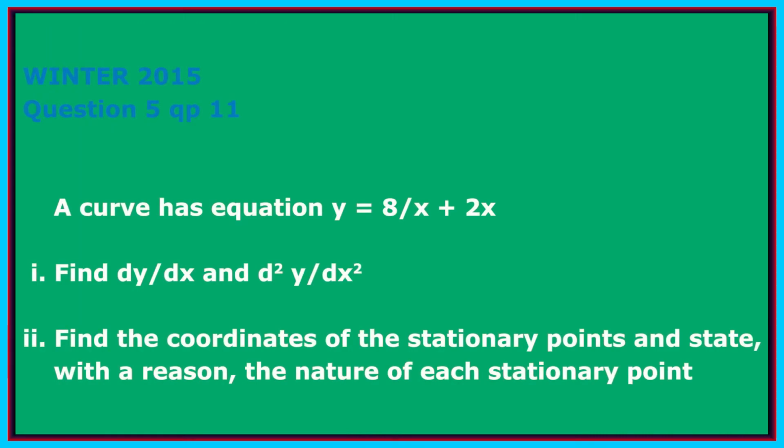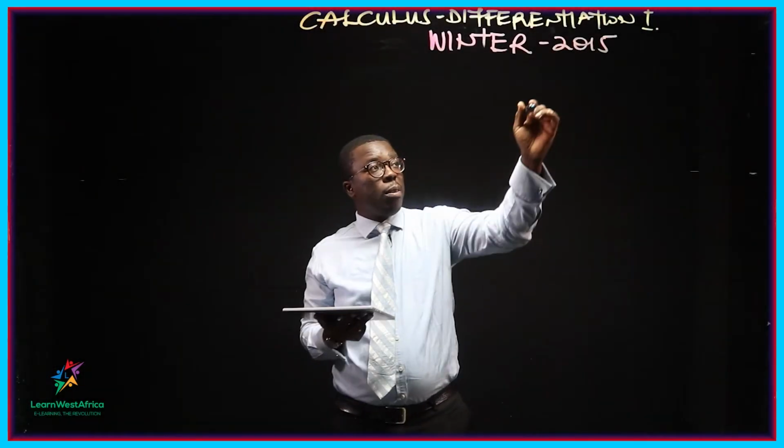Winter 2015. All right, so question 5, QP11, question paper 11. It says that a curve has an equation y is equal to 8 over x plus 2x. I. Find dy/dx and d²y/dx². II. Find the coordinates of the stationary points and state with a reason the nature of each stationary point.